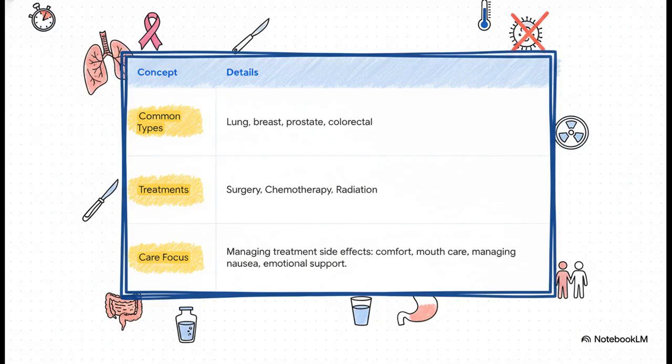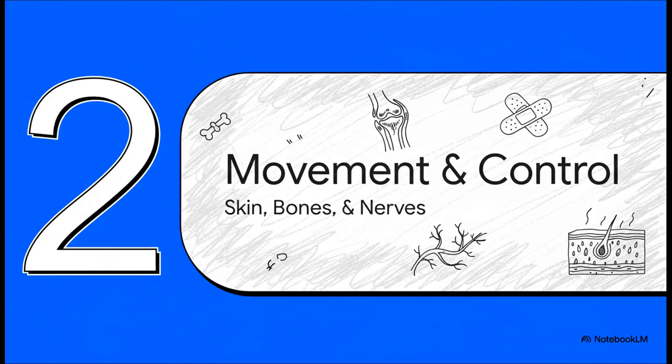Okay, let's switch gears to cancer. You know the common types: lung, breast, and so on. And you know the treatments: surgery, chemo, radiation. But here's the key takeaway for your test. Your focus as a caregiver is almost always going to be on managing the side effects of those treatments. So you're thinking about comfort, mouth care for those painful sores, helping with nausea, and of course, providing that absolutely vital emotional support.